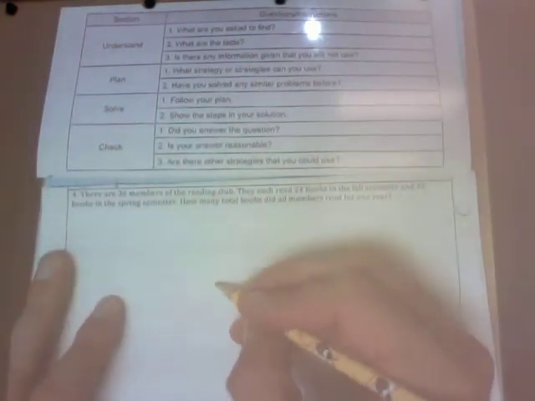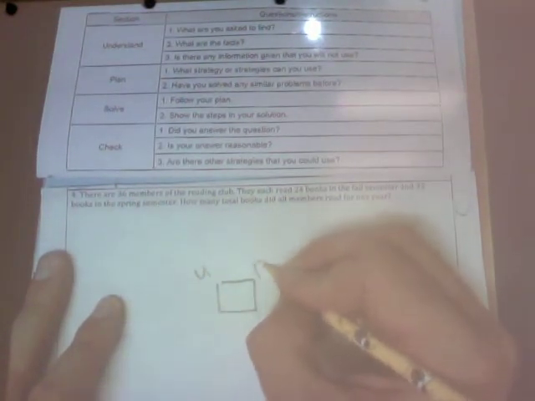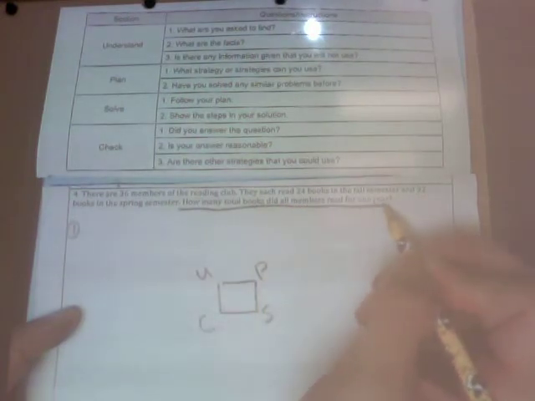First thing I'm going to do, I'm going to go ahead and put it in the middle of my box, so I know that there's 4 steps to the problem solving process: understand, plan, solve, and check. We're going to start off with step 1 for understand. What are you asked to find? So I'm going to go back to the problem. How many total books did all the members read for 1 year?